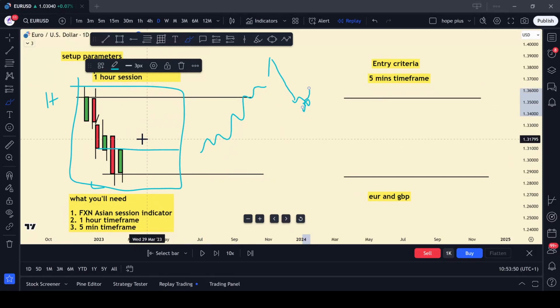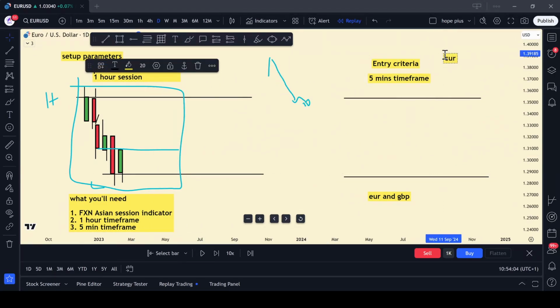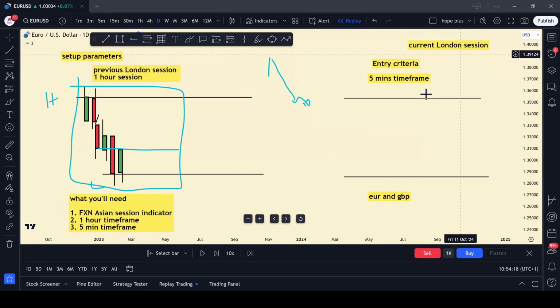So let's assume these are the previous London sessions. Now, this is your current London session. Let me put here, current. I'm not going to do any fancy editing. If you want to listen to me, please listen to me. This is the current London session. These are the previous. Price is now approaching the previous London session, and these are the lines. The lines will be visible on the 5 minutes.